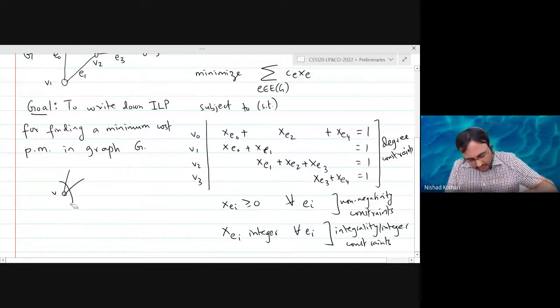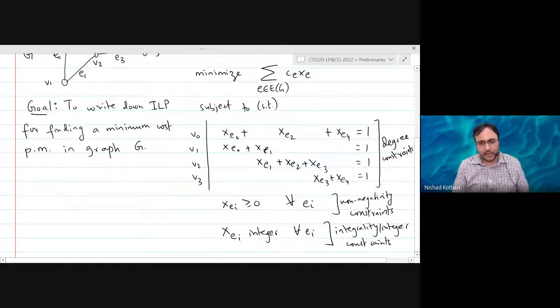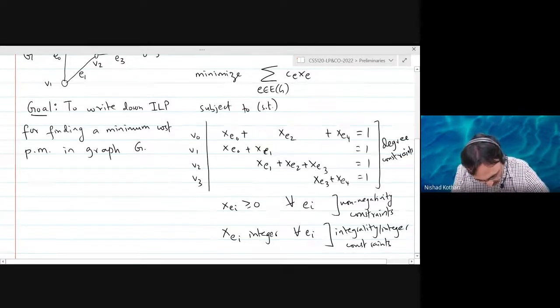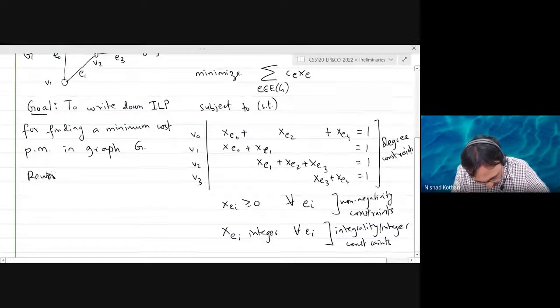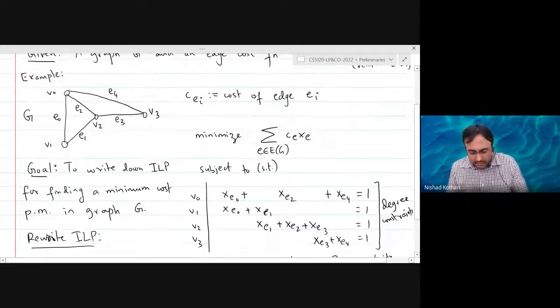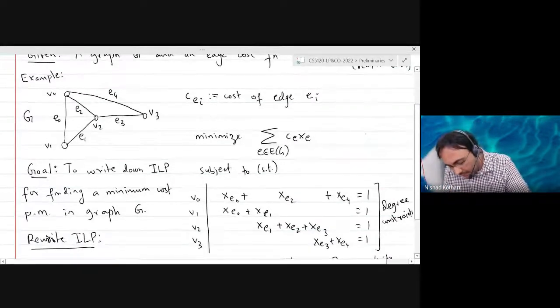Okay, so the reason I wrote this down completely is because I want to write this down for this example in the matrix and vector notation. Just for the sake of one example, and by that we will talk about the incidence matrix of a graph, in case you don't recall what it means. So let's start with the easy parts. We want to rewrite this ILP as follows.